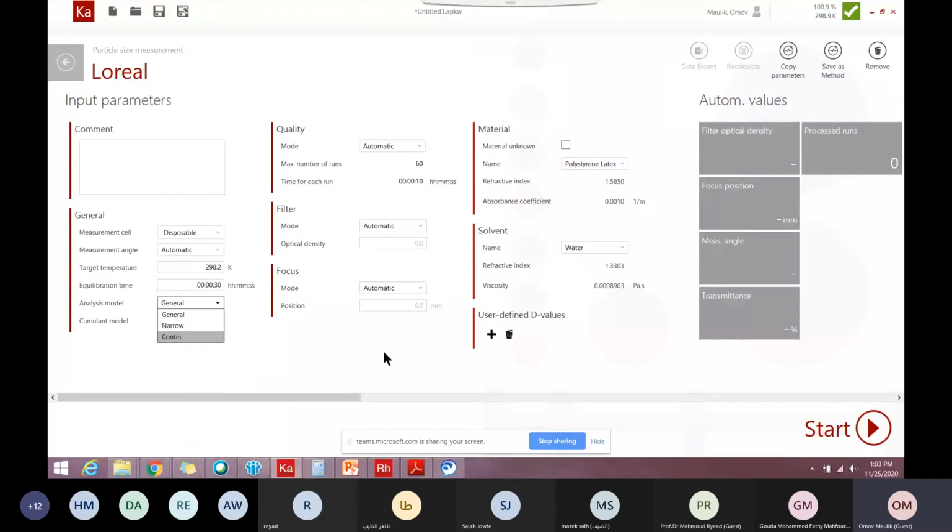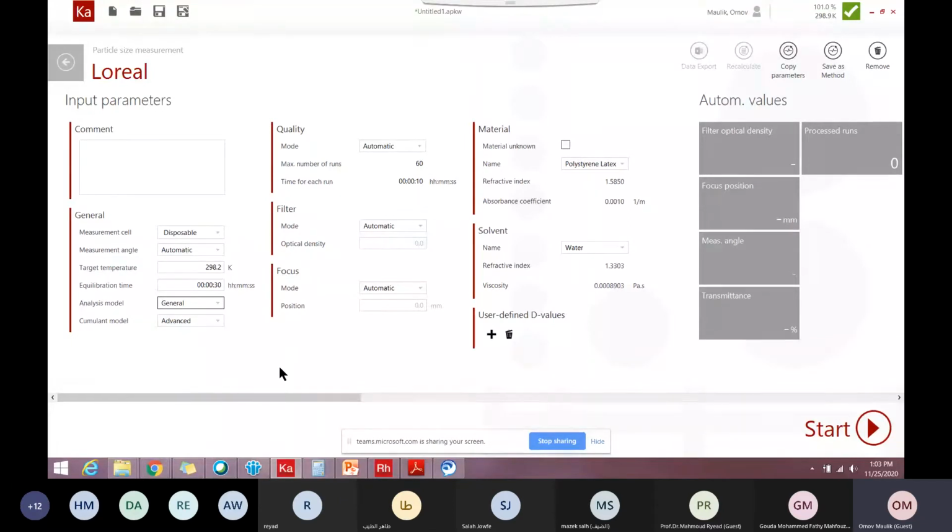So in case you are sure that your material is polydispersed and you want to determine different population of particle classes, then probably you can switch to narrow as well as continuous. But in most of the cases, if your sample is unknown, you don't know the particle size distribution, then you can go ahead with the general analysis mode.